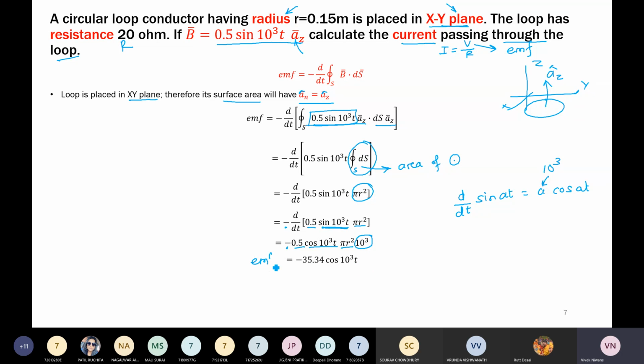You can observe here the EMF generated is time dependent. It is going to vary with respect to time. If you observe a cosine waveform, for example, nothing to do with the mathematics, you have this kind of nature. So we have some voltage and the time axis. It keeps on changing its value with respect to time. And now definitely we can calculate the current I, that is EMF upon R. So EMF has the equation minus 35.34 cos of 10 raised to 3t upon 20 ohm. We write down amperes.